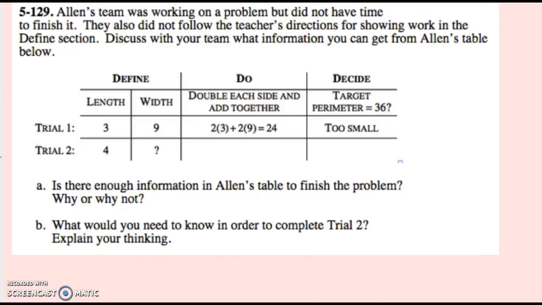The next problem is 5-129. Alan's team was working on a problem but did not have time to finish it. They also did not follow the teacher's directions for showing work in the Define section. Discuss with your team what information you can get from Alan's table below. So if you look at Alan's table below, it looks like we're finding length and width. And in the do, you have to double each side and add them together. And then we're trying to find the perimeter of 36.